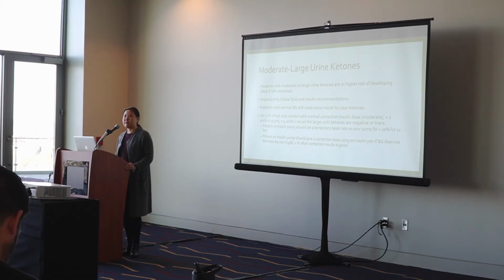So that means if they have a correction scale of 1 for 50 over 150, for example, then they are supposed to get 3 units of insulin just for the high blood sugar. For large ketones, they would add 4 units, that's 7 units for someone over 10. For anyone less than 10 years old, you add 2 units, that's 5. It's really testing my math skills this morning.